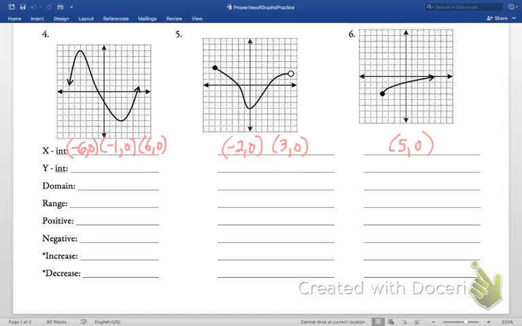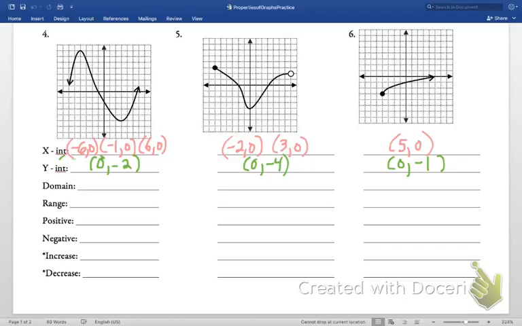Okay, y-intercepts. Where does it cross the y-axis? So for number 4, looks like I've got a -2. And remember the 0 goes in front. Okay, for number 5, it's crossing at -4. And for number 6, it's crossing at -1. So those are my 3 y-intercepts.